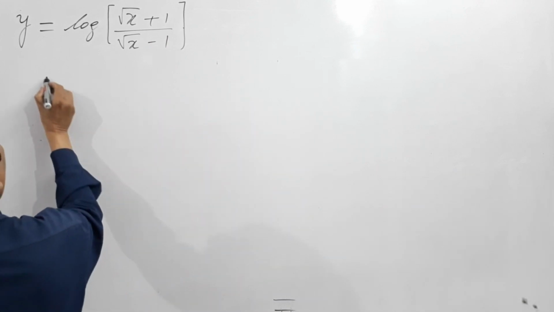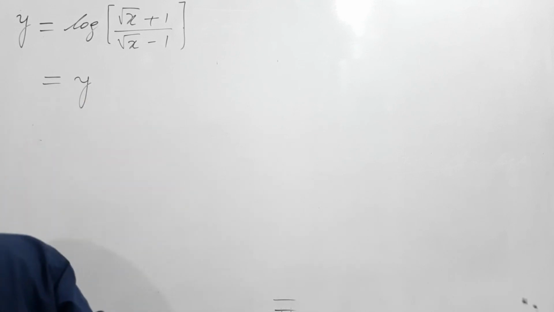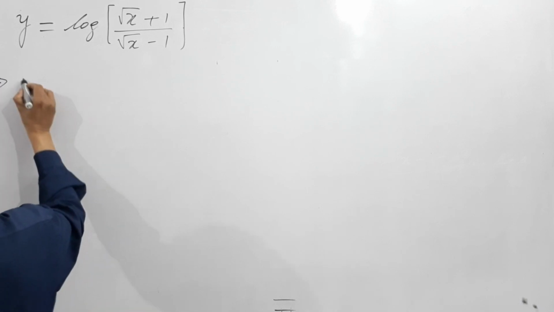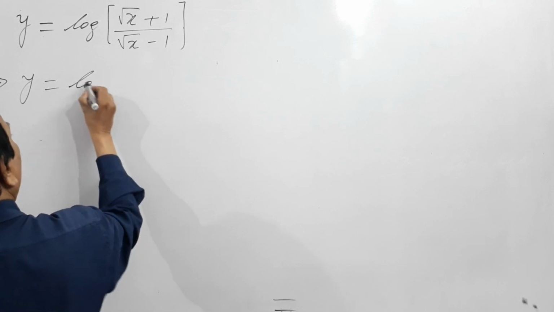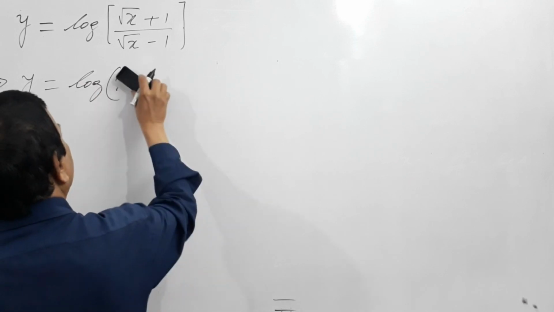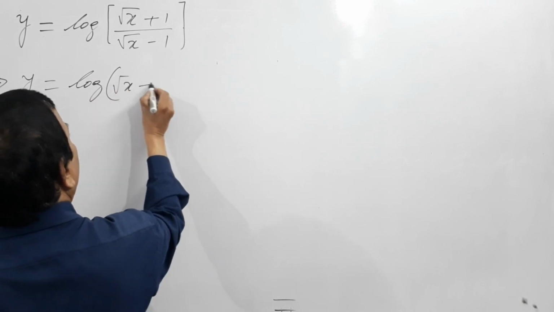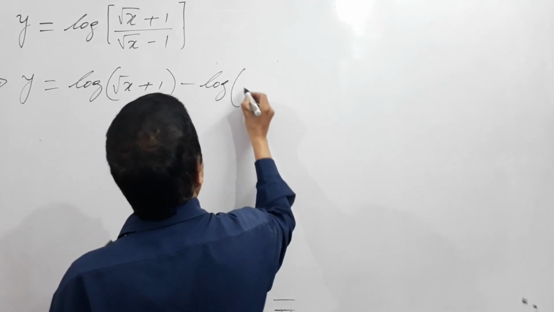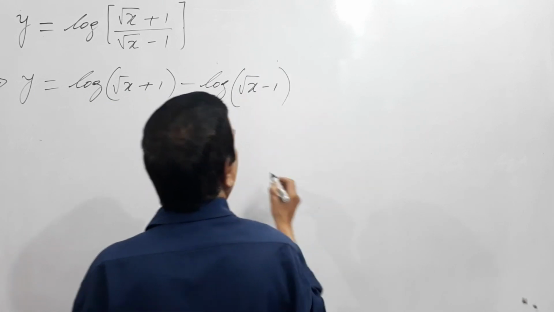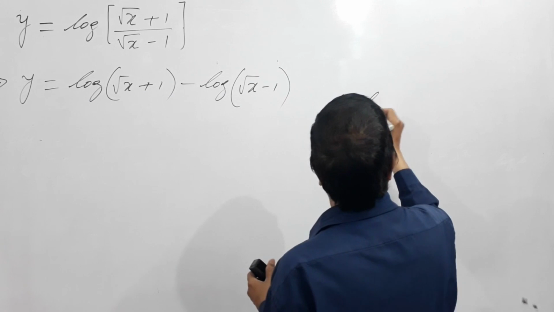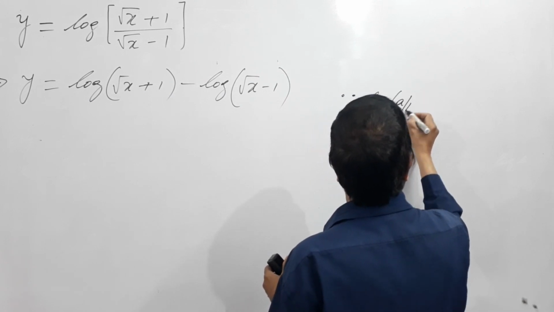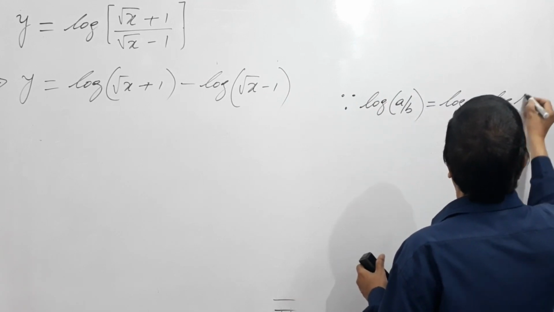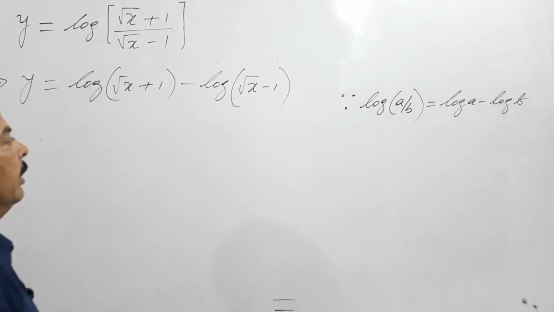So this can be written as, this implies y equals log of root x plus 1 minus log of root x minus 1, since log of a by b equals log a minus log b. So this concept you can use here.